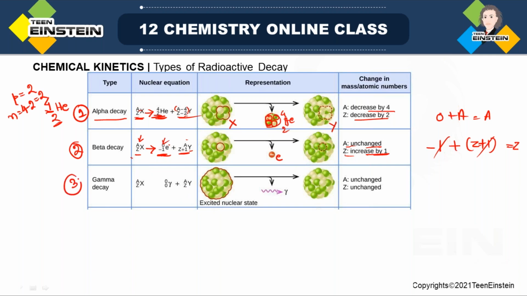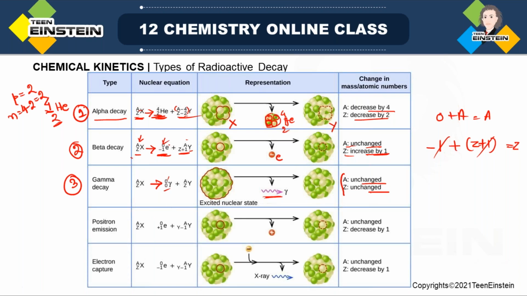Next is gamma decay. Now all these are different names of radiations, alpha, beta, gamma. So when gamma is emitted, there is no atomic number, no mass. It is simply 0, 0. That means A and Z both will remain unchanged. And this is a radiation, that is why this type of sign is used. Fine.